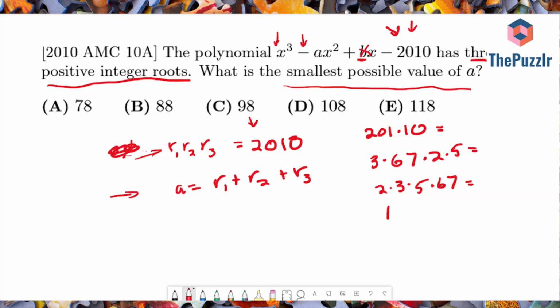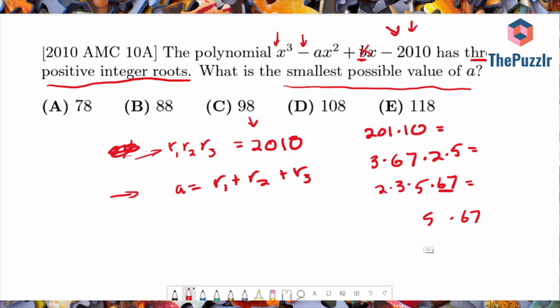We're asked to find the smallest possible value of a. So let's use a bit of logic. We know that 67 is the biggest factor by far. So if we combine 67 with any other factor, it's going to make it large unnecessarily, right? Because 67 times 5, that's going to give us 300 something. Instead, we could just split the 5 and the 67, and that would be what? That would give us only a sum of 72.